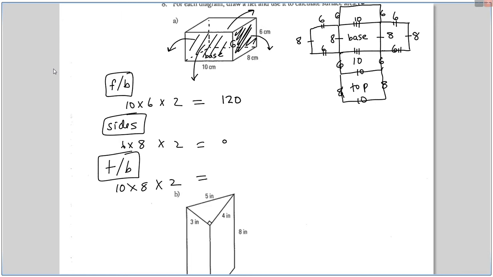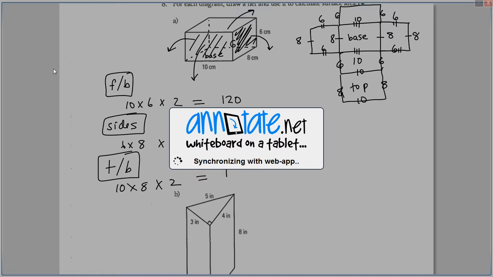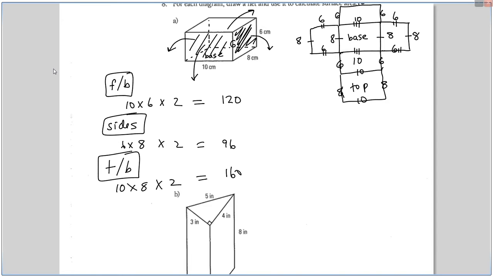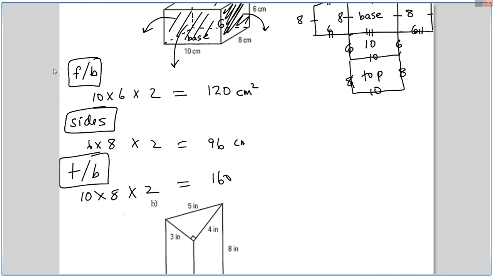48 times 2, 96, and this is 160. And what do we use for the units here? Do we use square units or linear units or cube units? Square units. So these are all centimeters square, centimeters square, centimeters square.